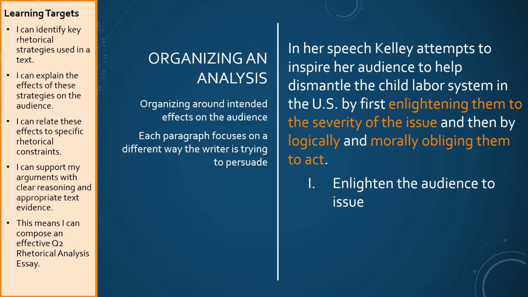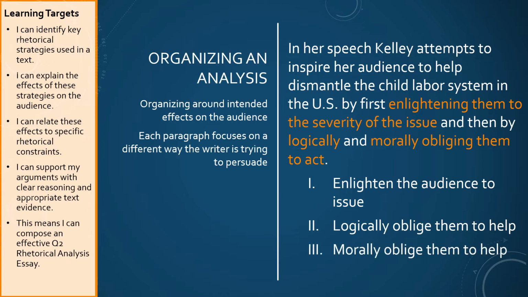In the first body paragraph, I'd talk about the different ways in which the writer tries to enlighten the audience to the issue. Then I would talk about the different ways that the writer tries to logically oblige the audience to act. And finally, the different ways the writer tries to morally oblige the audience to act. So again, this is an example of how I've organized the body paragraphs around the different intended effects on the audience.